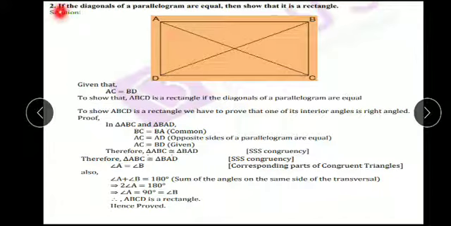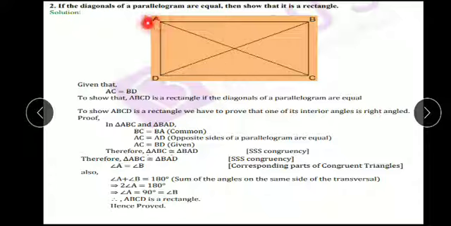Next, question number 2. If the diagonals of a parallelogram are equal, then show that it is a rectangle. So if we take a parallelogram and the two diagonals have the same measure, then we have to prove that the parallelogram is a rectangle.